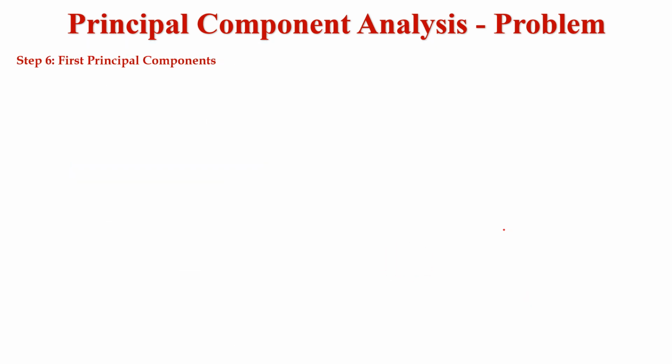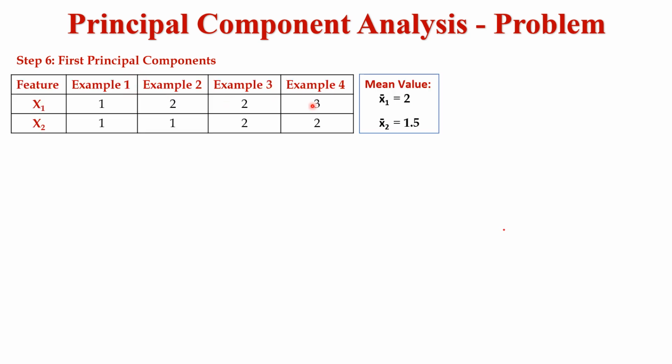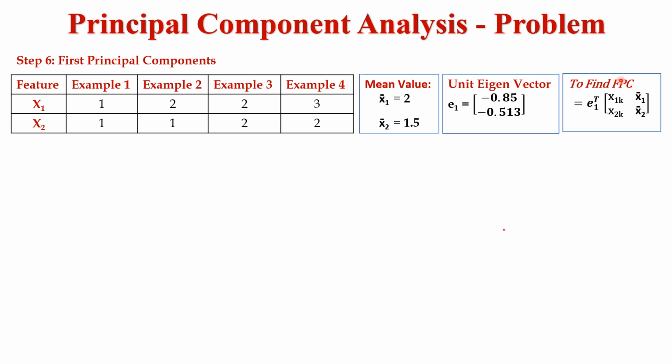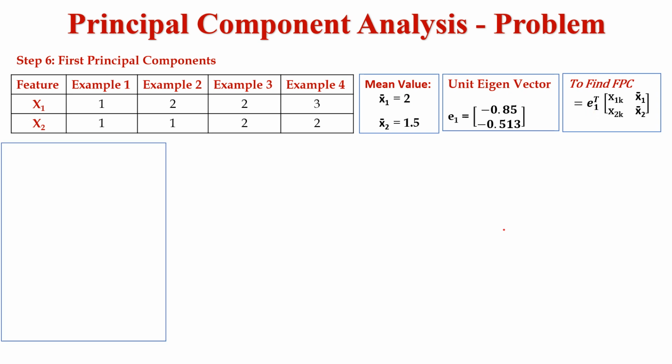In step 6, we need to calculate the first principal component values. With the help of the input value, mean value, and unit eigenvector value, we can substitute these values in this formula and obtain the first principal component value. In this formula, we substitute the value of E1, the unit eigenvector, and find its transpose, so the column matrix is converted to a row matrix. By considering K as 1 here, we can expand this matrix as x11, x1 bar, x21, and x2 bar.